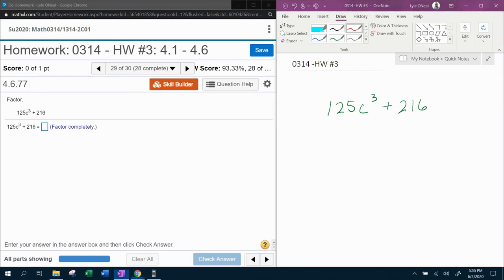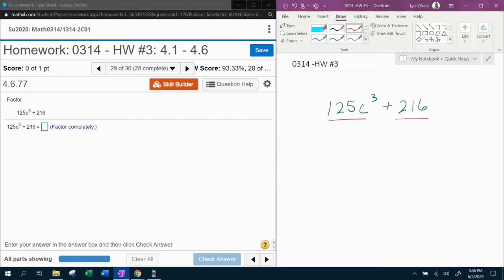So the first thing I notice is I have two terms. And so the first thing I need to look for is a common factor. Is there a GCF that I can factor out? Well, 125 and 216, those do not have a common factor. And the 216 does not have a C, so I can't factor out a C. So there is no greatest common factor to factor out.